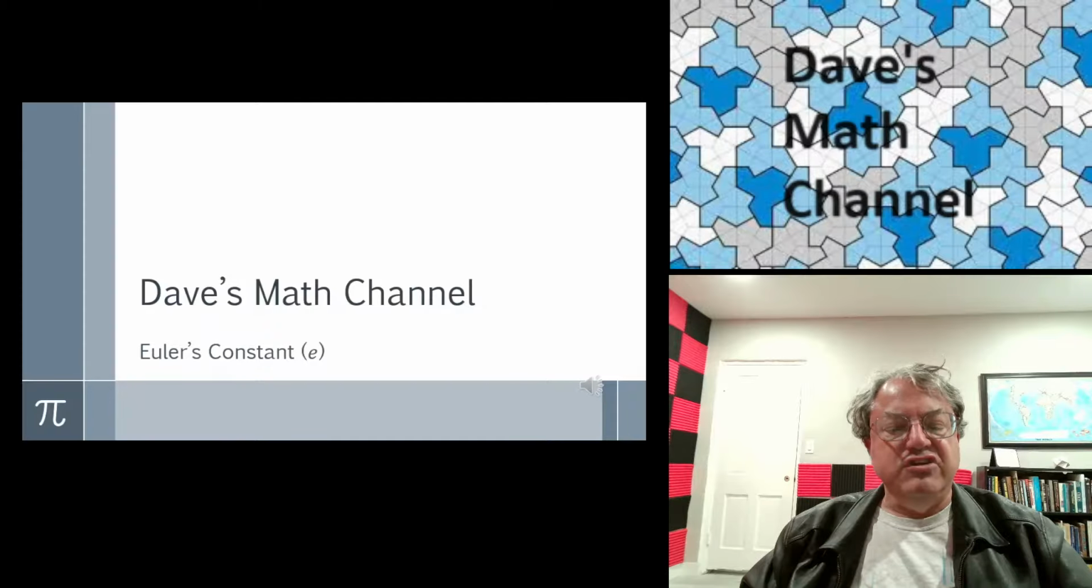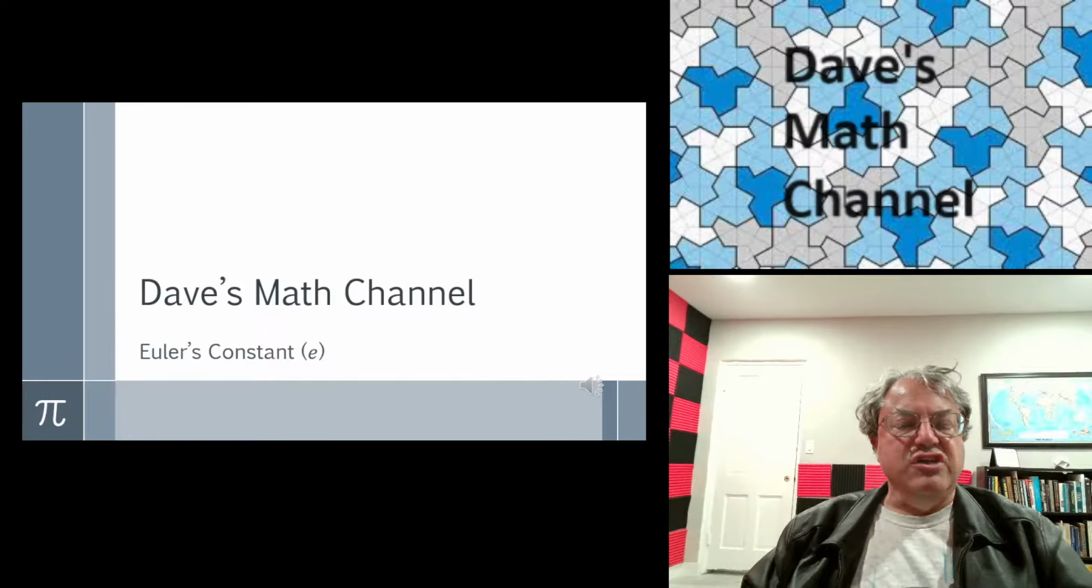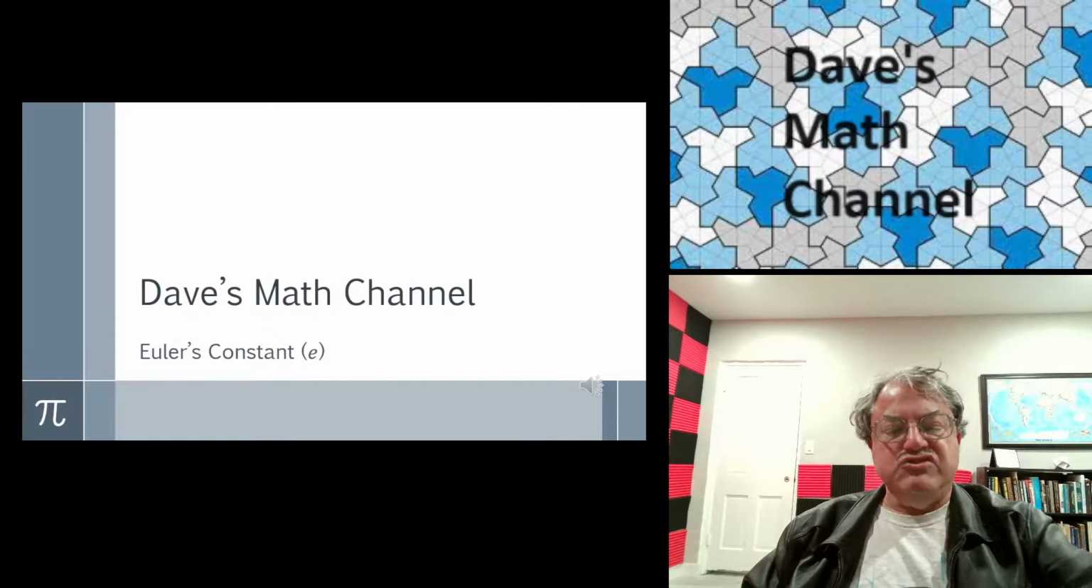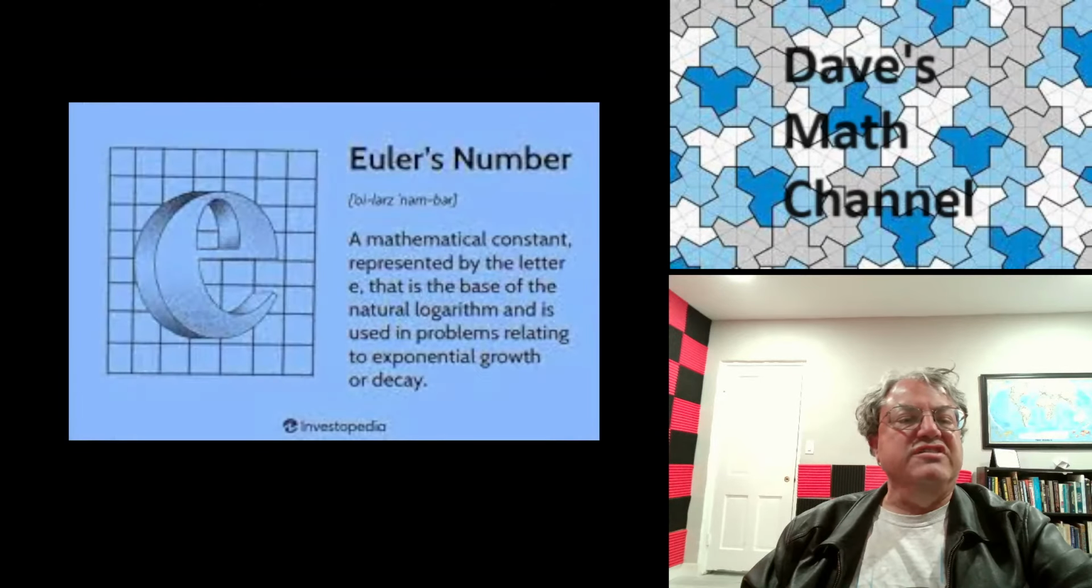I'm your host, David Tare, and today I'm going to talk about a very important number in mathematics, the number given the symbol E, also known as Euler's constant, or sometimes known as the base of natural logarithms. After pi, it is probably the next most important mathematical constant. And so what exactly is E?